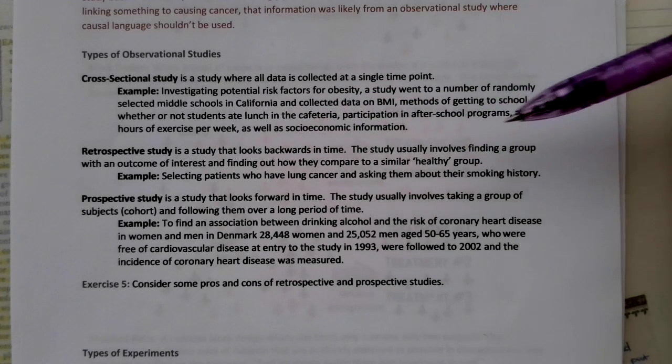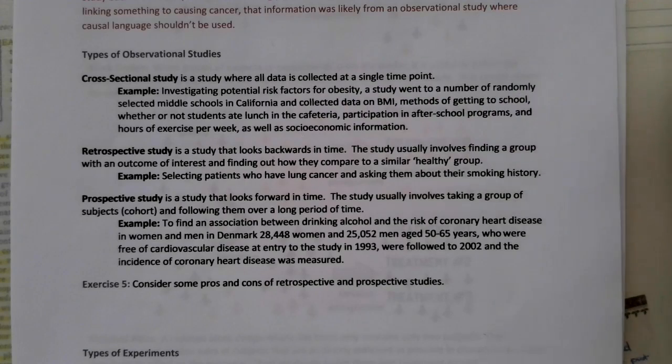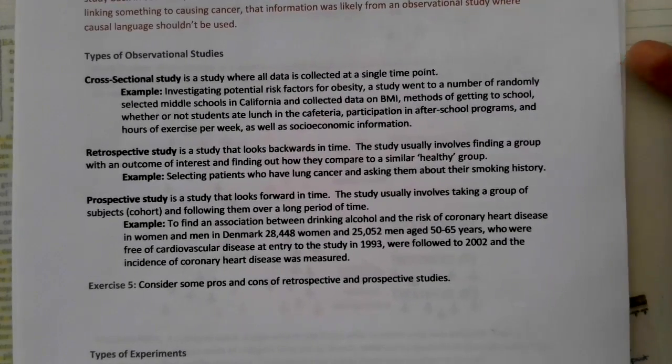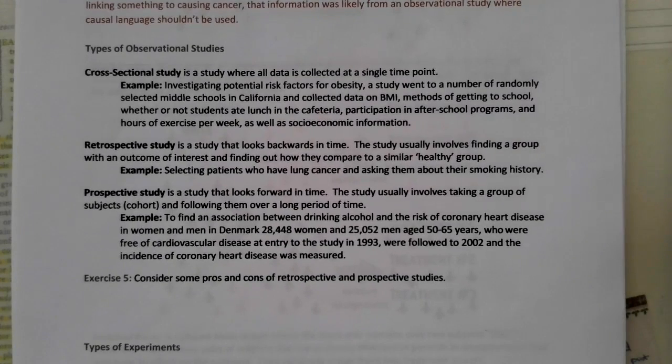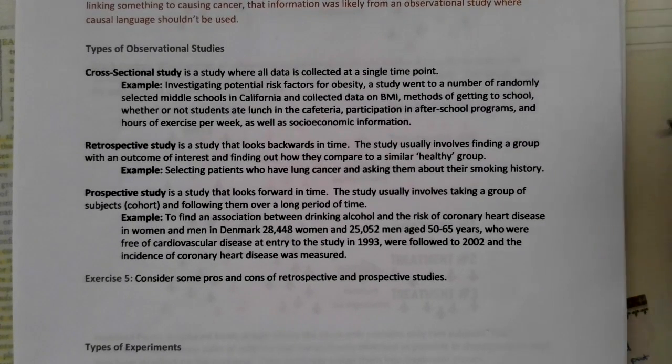The retrospective study is when we go back in time. We collect information about what happened in the past, and hopefully connect it to how it's affecting us now. So, for example, a socioeconomic study selects individuals who have high-paid jobs and asks them if they took a statistics class when they went to school. So that would be an example of retrospective.